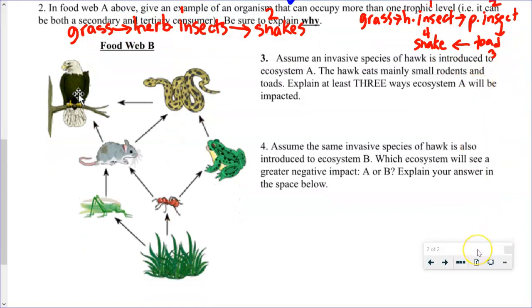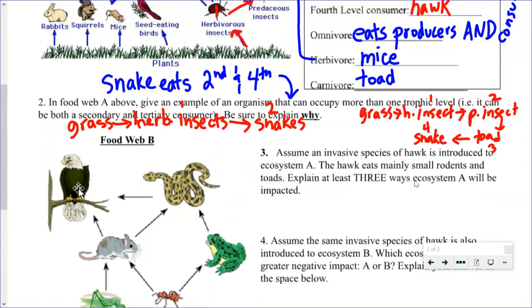All right, number 3 on this second page. Assume an invasive species of hawk is introduced to ecosystem A. The hawk eats mainly small rodents and toads. Explain at least 3 ways the ecosystem will be impacted.